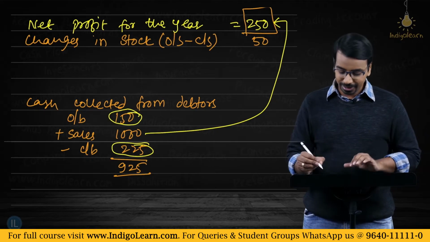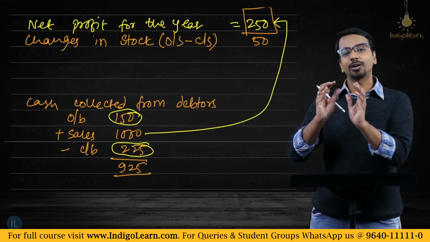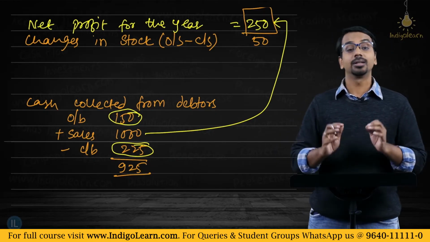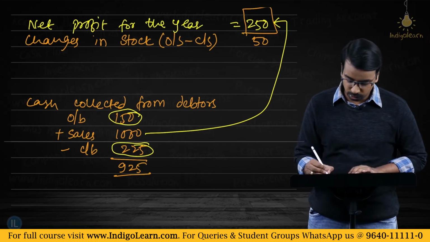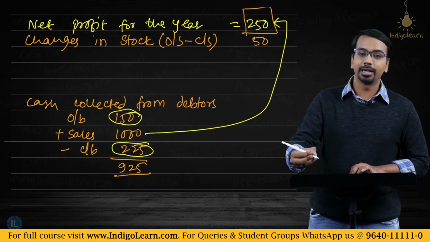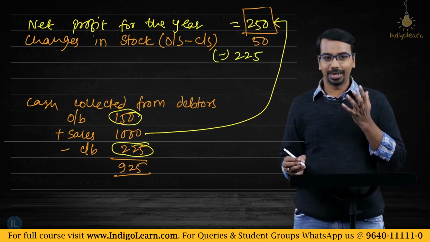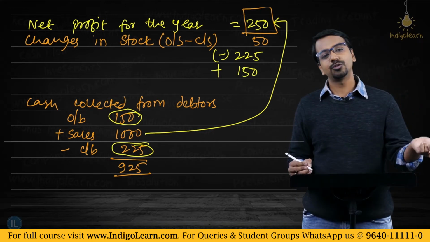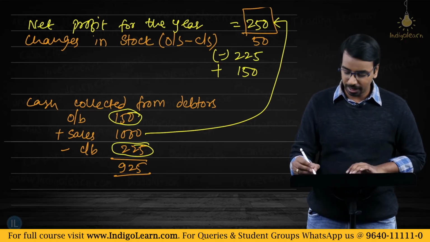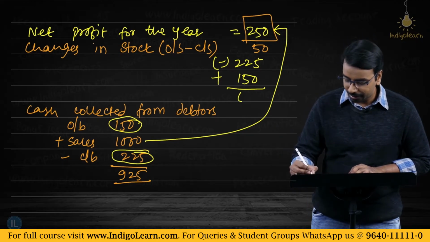We have to reduce this 225 which was not collected, and we have to add this 150 which was collected. I am repeating once again, this 1000 is already included in 250 because when we computed the net profit, we simply added 1000 rupees towards the credit of the profit and loss account. Out of that 1000, we know that 225 is not collected. So what should I do? Because I have already included it in 250, I have to reduce 225 which is not yet collected, and I have to add 150 of the opening balance which I already collected. So what happens? Minus 225 plus 150, the net impact is minus 75.